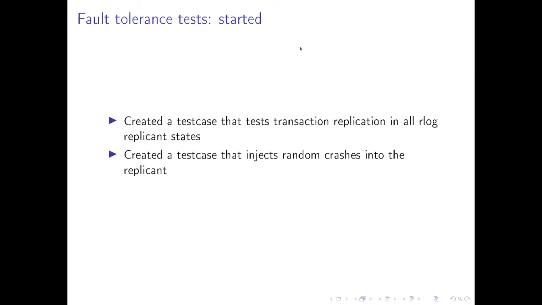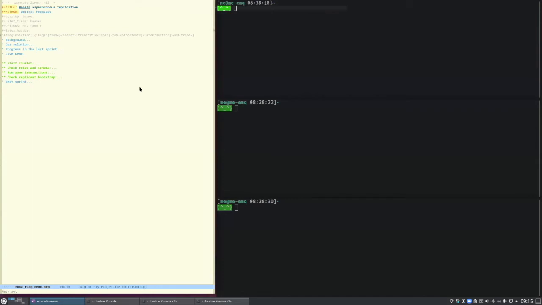And we've started implementing fault-tolerant tests. Created a test case where replication is happening during all the stages of replicant startup, and a new test case which injects random crashes into the system. Okay, let's move on to the live demo.